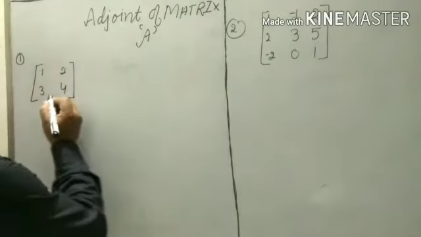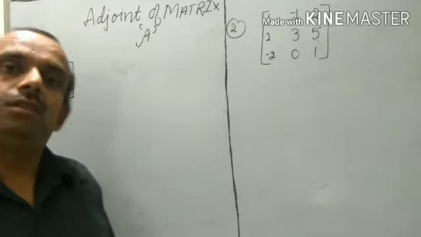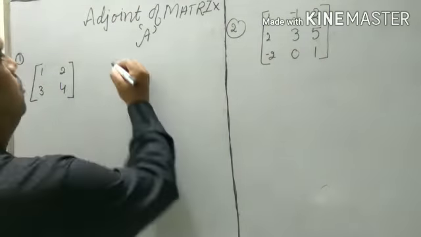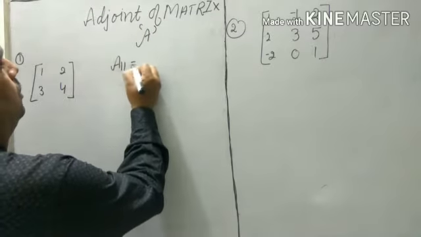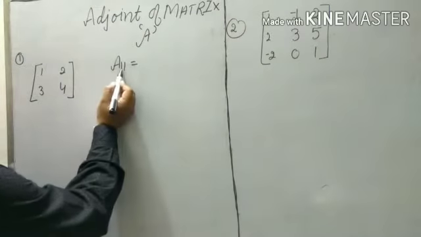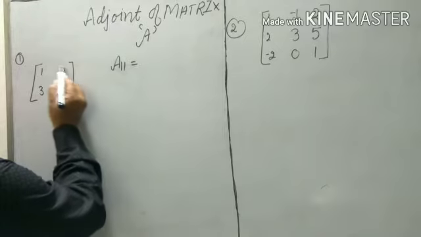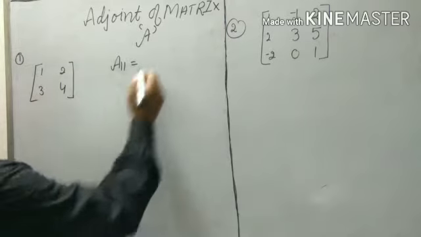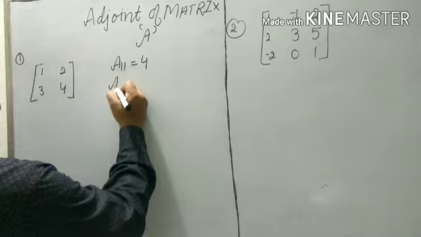We are given a 2 by 2 matrix. We have to find all the cofactors. First, I am finding the cofactor A11. I will delete the first row and the first column, and it will be equal to 4.